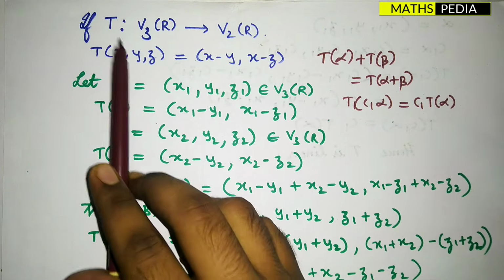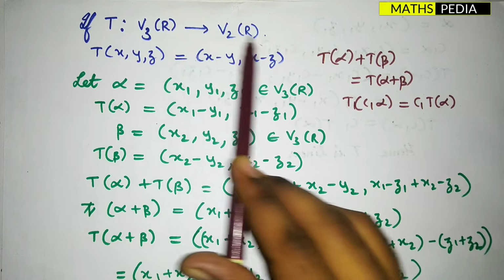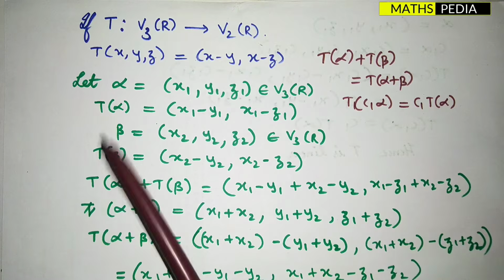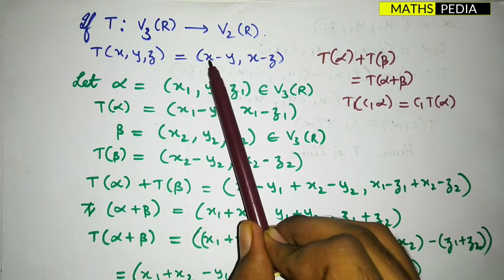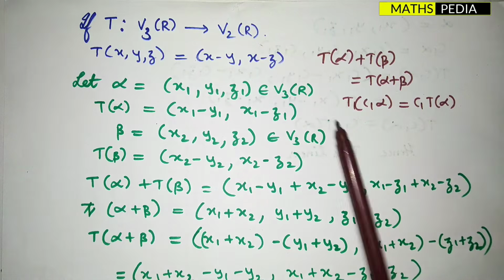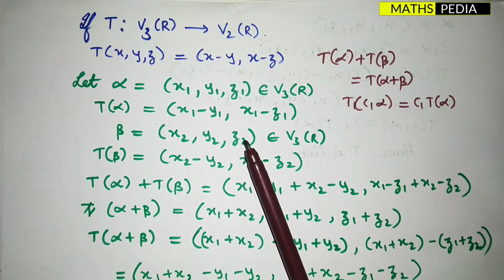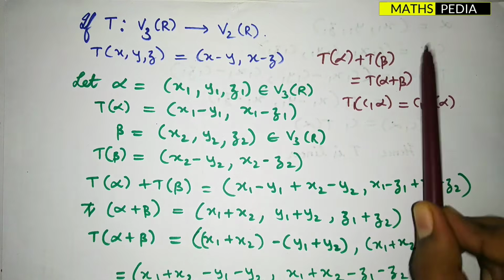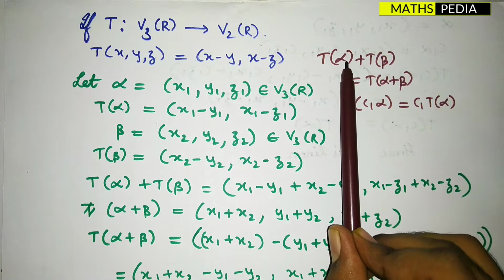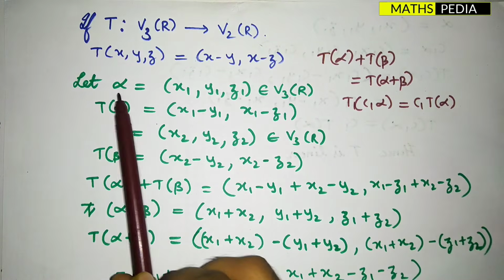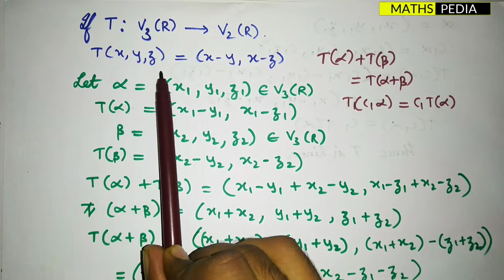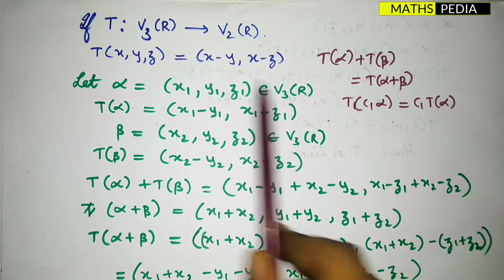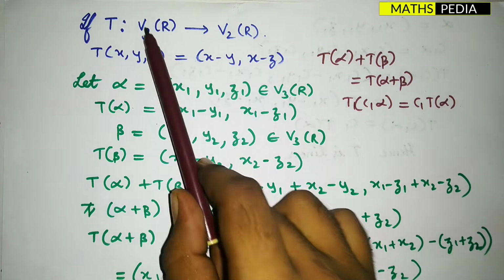We need to check whether T from R3 to R2, where elements will be 3 over here and 2 here, with T of x comma y comma z equal to x minus y comma x minus z, is linear. Three elements to two elements. Now the first step is to verify the first condition, whether LHS equals RHS. So let alpha be x1, y1, z1, which belongs to R3, from where you are going to map.